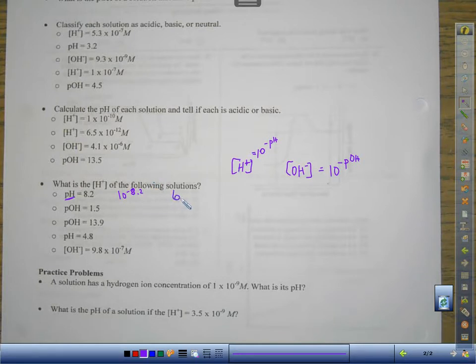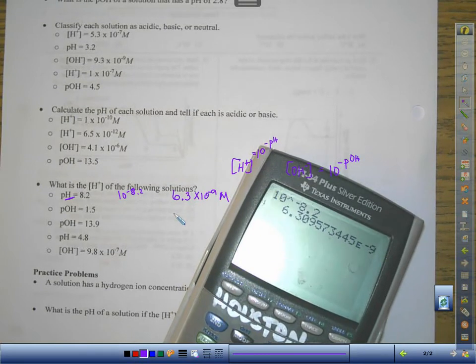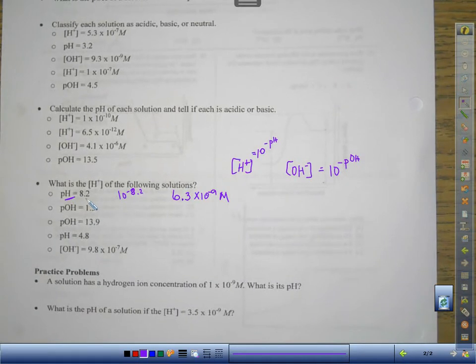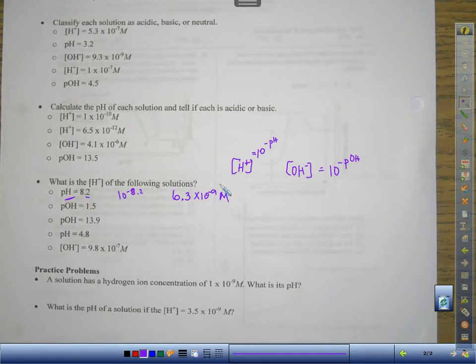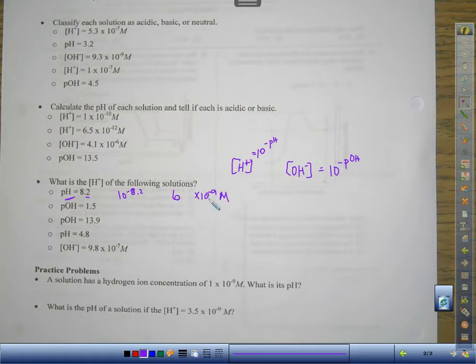So for this one, I will get 6.3 times 10 to the negative 9th molar. My calculator says 6.30957, but I'm going to choose my sig figs based on the fact that this has one decimal place. So this should have one sig fig, which means we need to take the 3 off of it. So we're actually just going to say 6 times 10 to the negative 9th will be our answer: 1 sig fig for one decimal place.